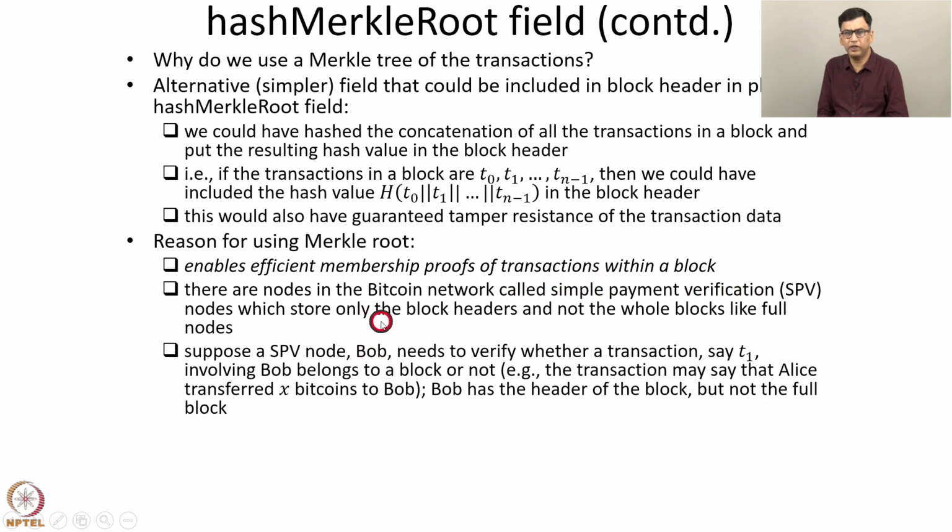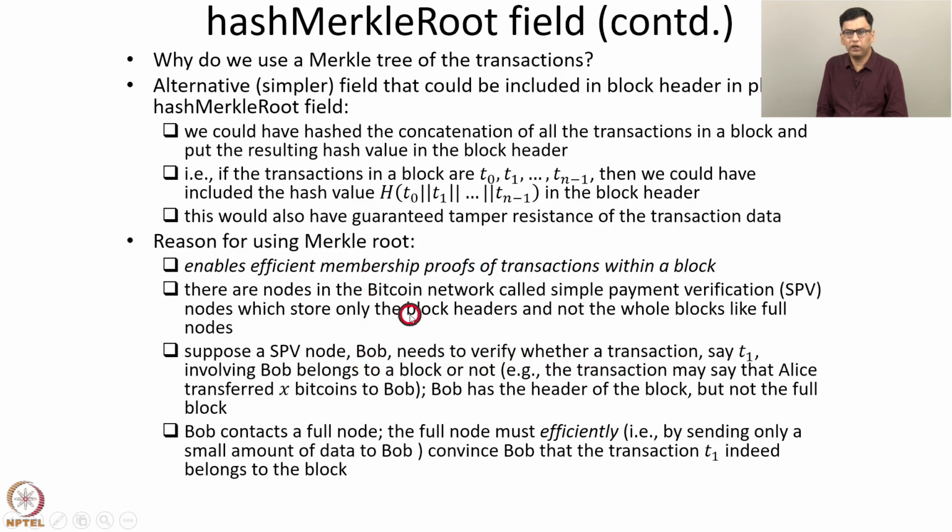Suppose an SPV node Bob needs to verify whether a transaction, say T1, involving Bob belongs to a block or not. For example, the transaction may say that Alice transferred X bitcoins to Bob. So Bob is concerned about whether the transaction T1 is there in the block or not. Bob has the header of the block but not the full block. So how does Bob verify efficiently whether the transaction T1 belongs to a particular block or not?